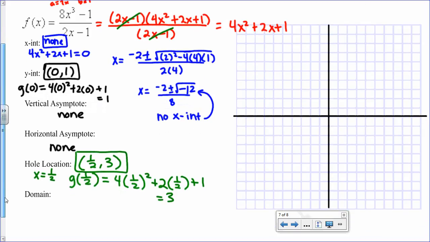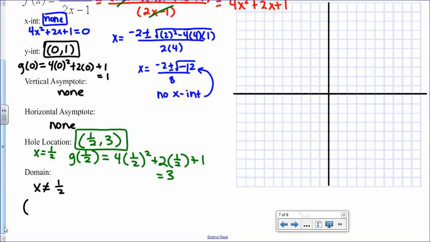All right, so we can do our domain now, or you can do it at the end. We know that x, it's the denominator. So for domain you have to look at your original, because x can't equal 1/2, but it can be anything else.